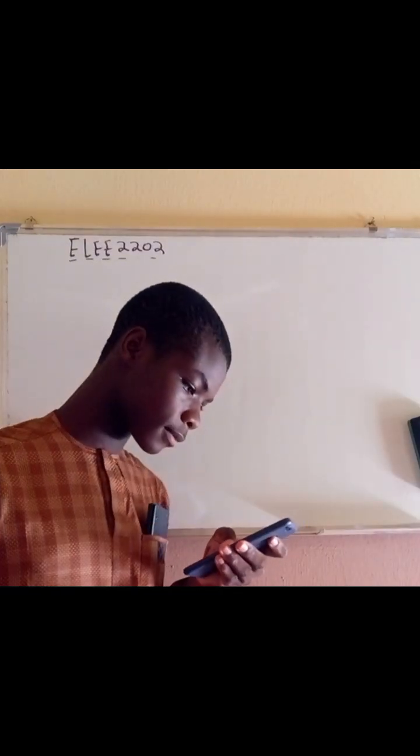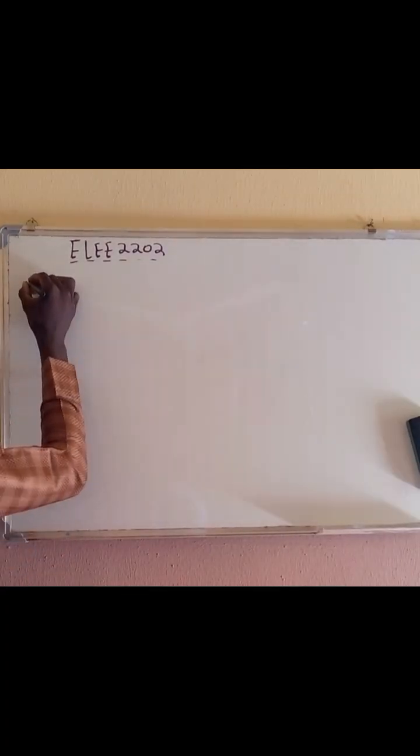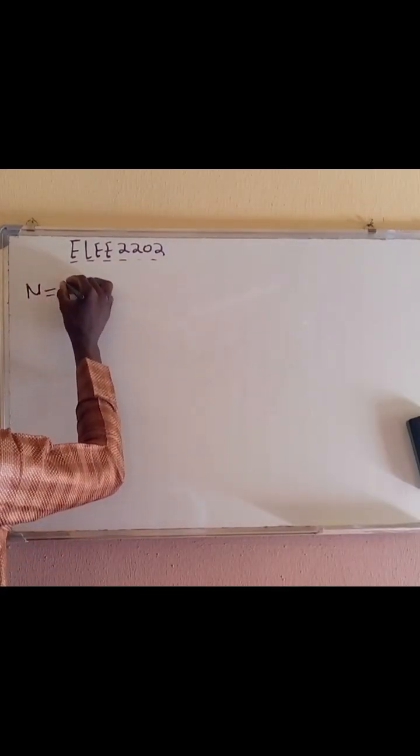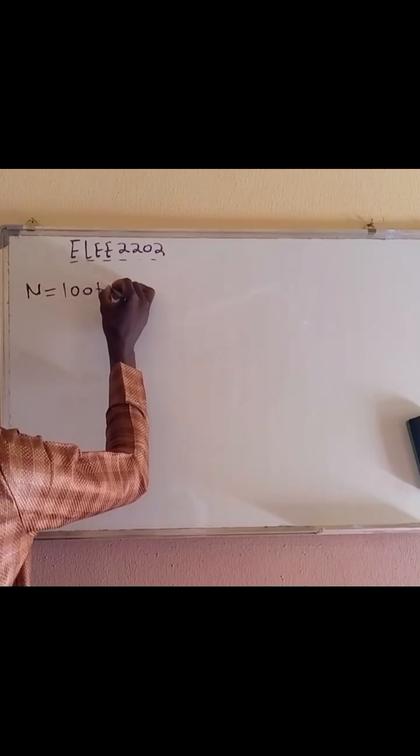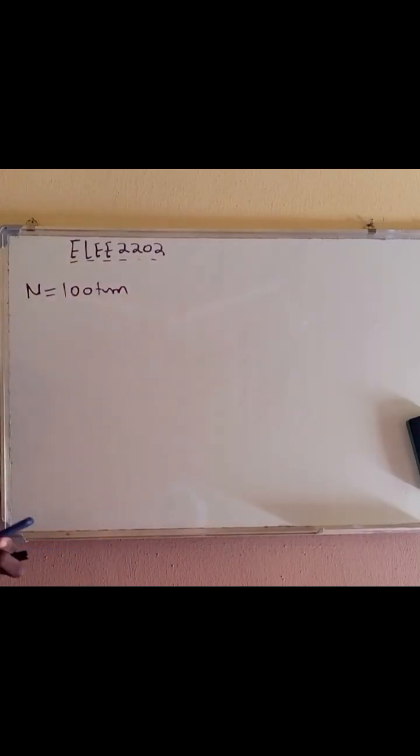Hello, good day viewers. In this tutorial, we are going to solve the first question on the principle of electrical engineering 2. Our first question says that a toroid is composed of three ferromagnetic materials and supplied with a coil having 100 turns. So we have the number of turns at 100 turns. And then the materials are made of iron having a length of L1.